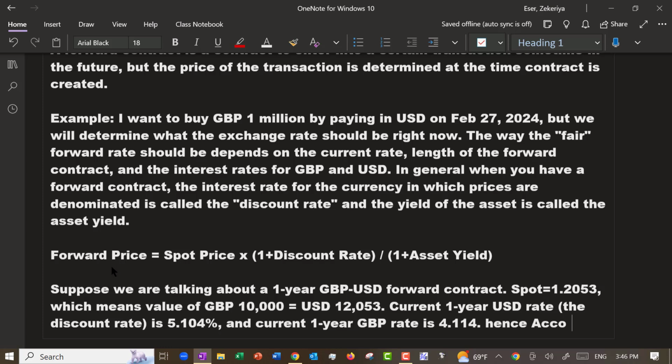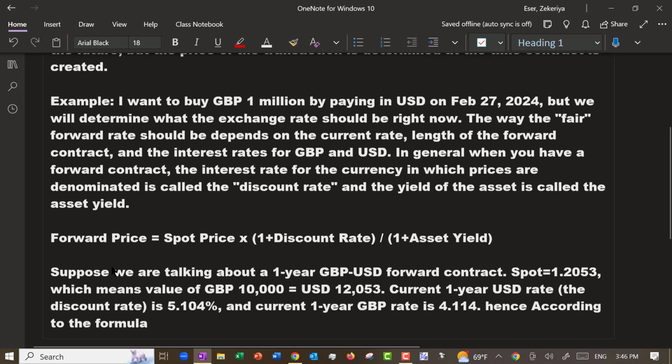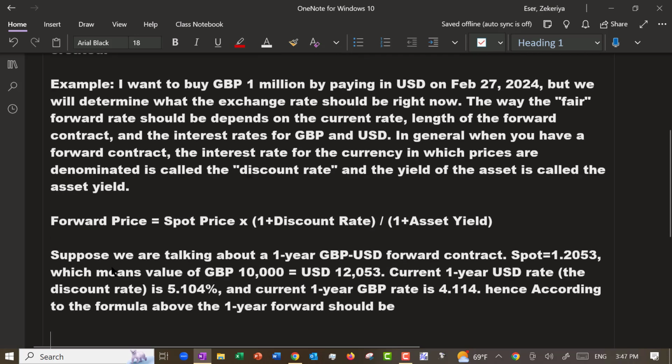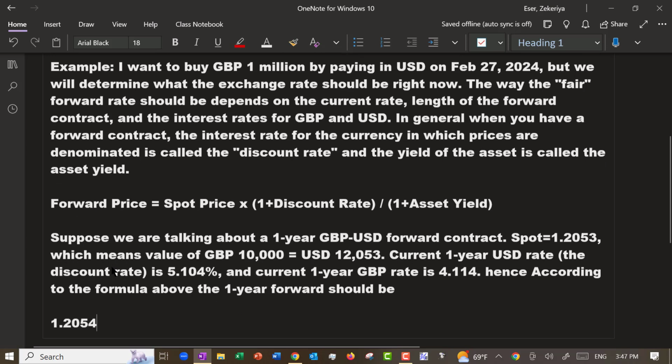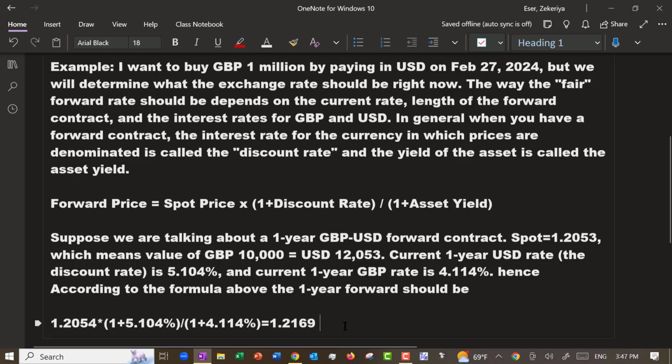Hence, according to the formula above, the 1 year forward should be 1.2054 times 1 plus the discount rate, which is the US rate, divided by 1 plus the pound rate. Okay.